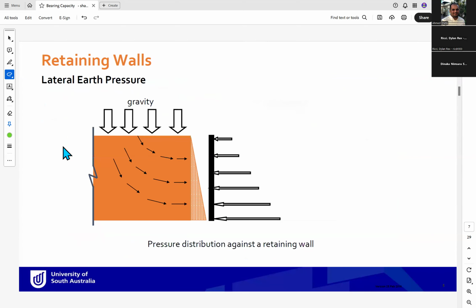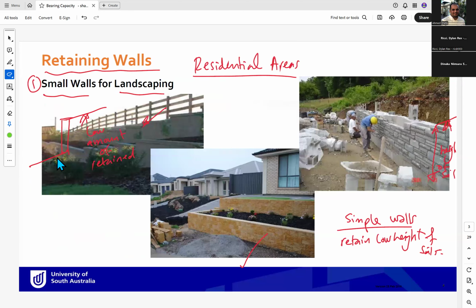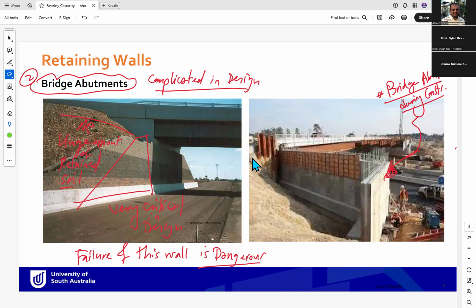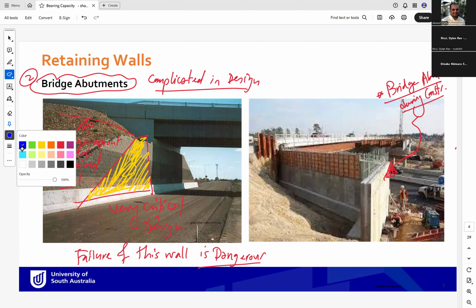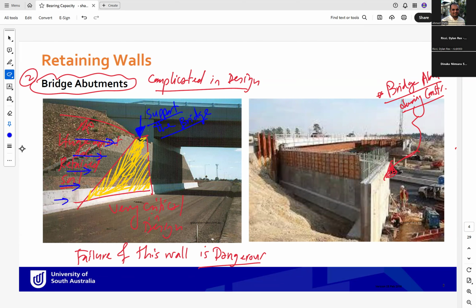So these are the types of retaining wall we can have. Again, just quickly, we have the small walls for landscaping, which are around us in residential areas. We have bridge abutments, which are the walls underneath bridges. This wall actually has two jobs, for example, this one here. This is our retaining wall. The first job is supporting the bridge. That's why it's called bridge abutment, and it also retains the soil from this side. So this type of wall is doing two jobs, retaining soil and supporting the bridge.